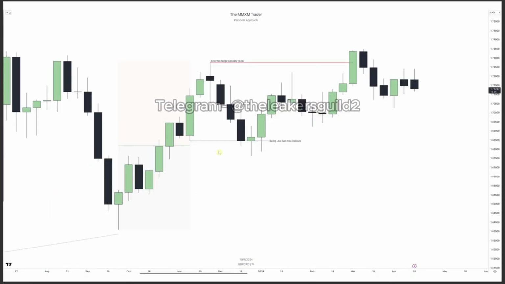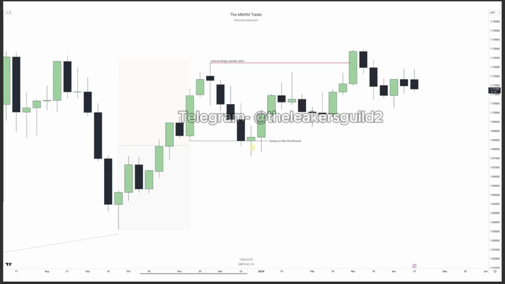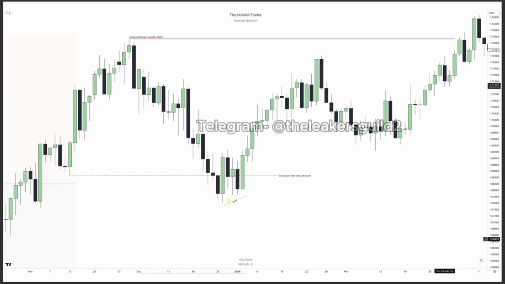So zooming in a little bit over here, right? Once price comes back into discount, we also run a swing low, which is here, down here. Run that low and then it starts to trade up higher again. We've got that external range liquidity up here. So what are we going to be focusing on? So on the weekly chart, we ran that low into discount, right?